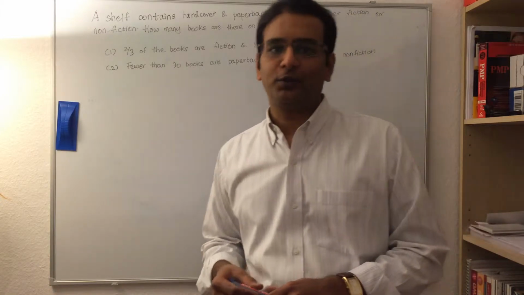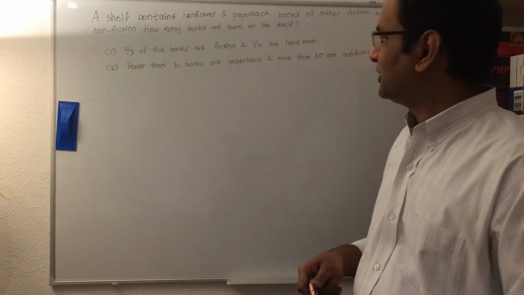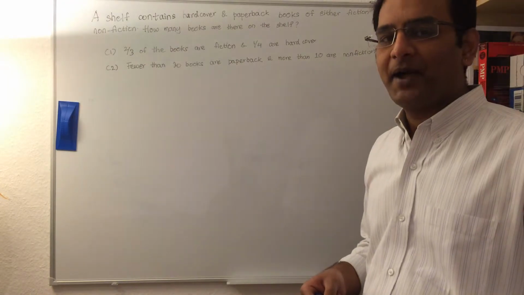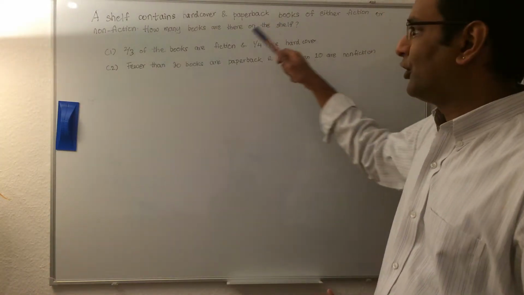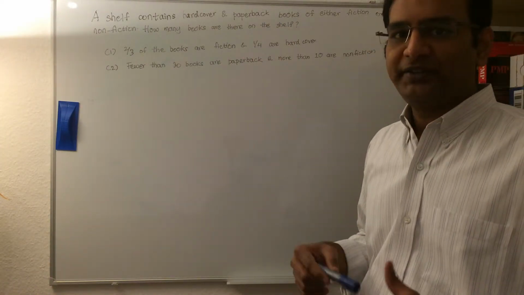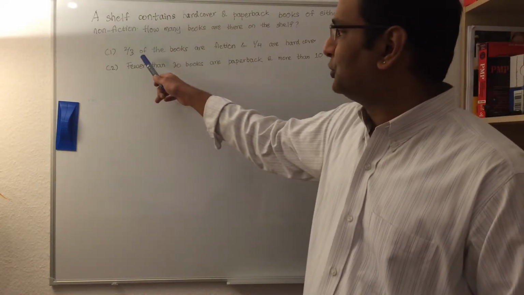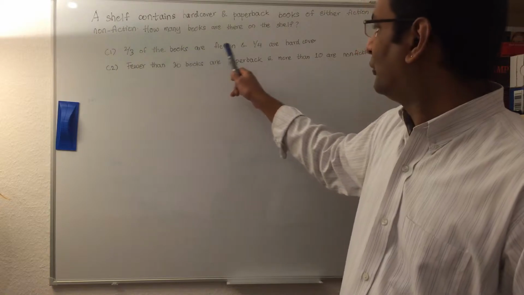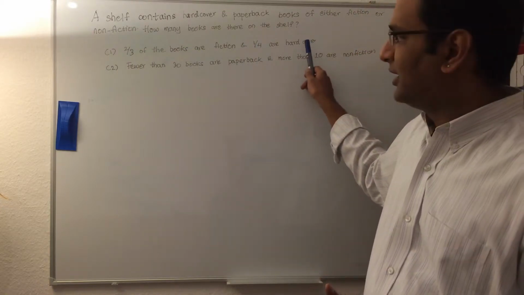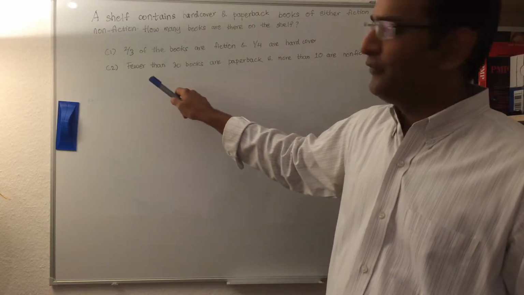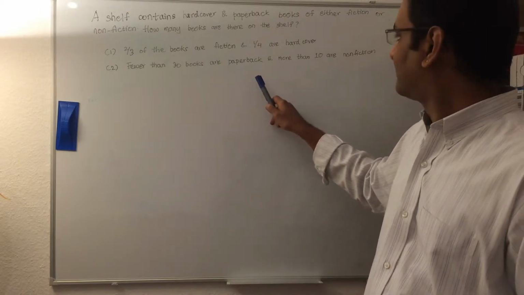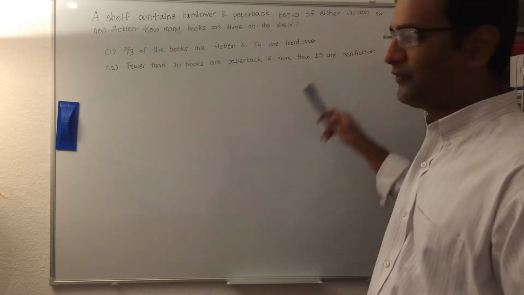The problem reads as follows. A shelf contains hardcover and paperback books of either fiction or non-fiction. How many books are there on the shelf? Statement 1 says that 2/3 of the books are fiction and 1/4 are hardcover. And statement 2 says fewer than 30 books are paperback and more than 10 are non-fiction.